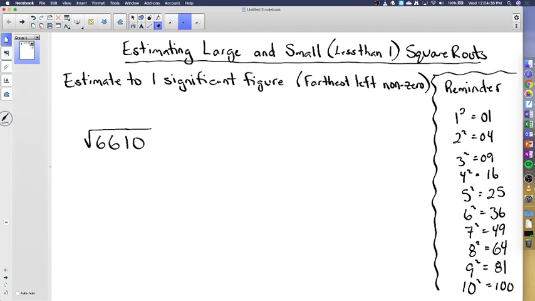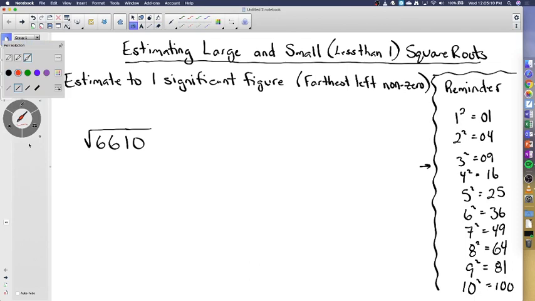I've got a reminder of all of the different perfect squares that we have, and you'll notice that all of the perfect squares from 1 to 9 are 2 digits. Even 2 squared, which is 4, I could write as 04, so it's still 2 digits. And I don't hit 3 digits in a perfect square until I get to 10 squared, which gives me 100.